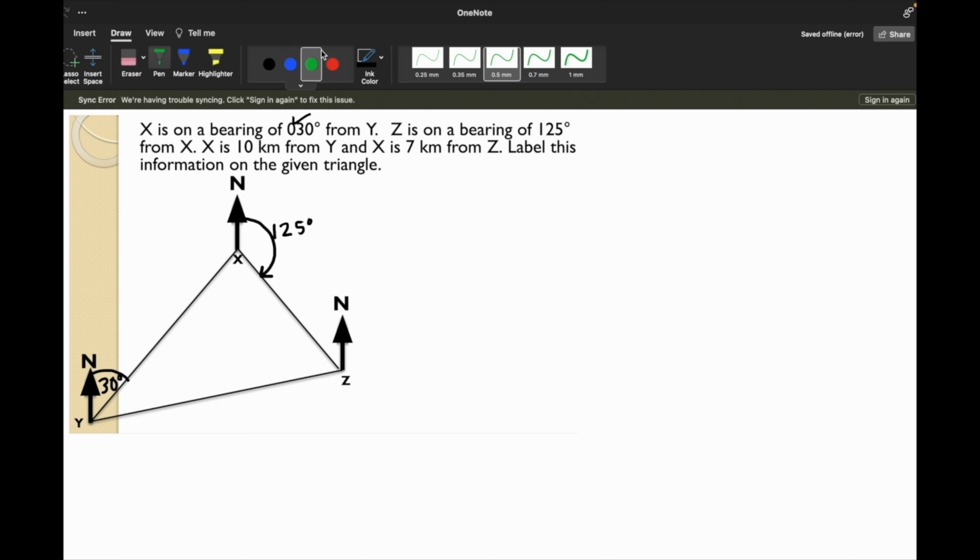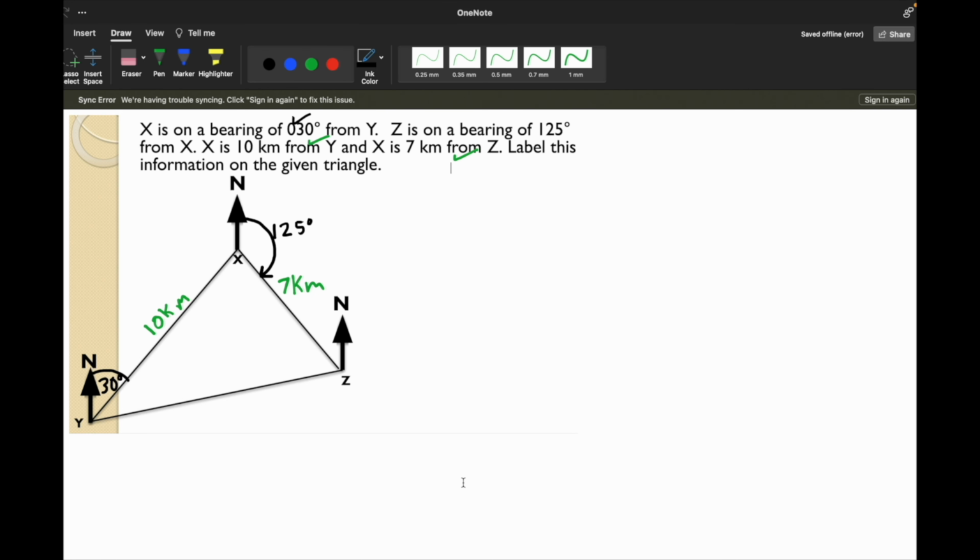125 degrees. Now, it says X is 10 kilometers from Y. So therefore, the distance here is 10 kilometers. Now the next point says X is 7 kilometers from Z. So X to Z would be 7 kilometers. So X to Y is 10, we got that. X is 7 kilometers from Z, we got that. Do you have yours labeled like this, guys? Lovely. Light work, right?